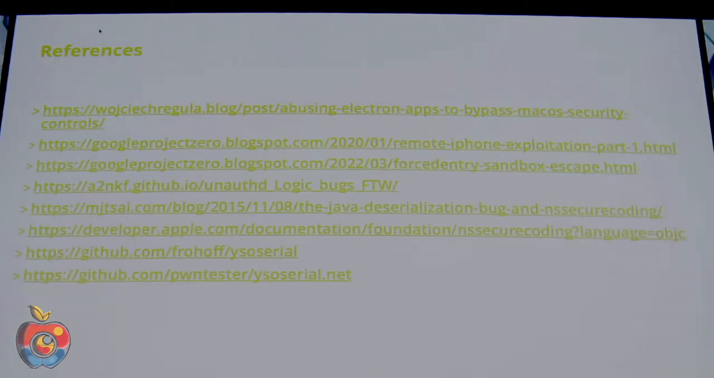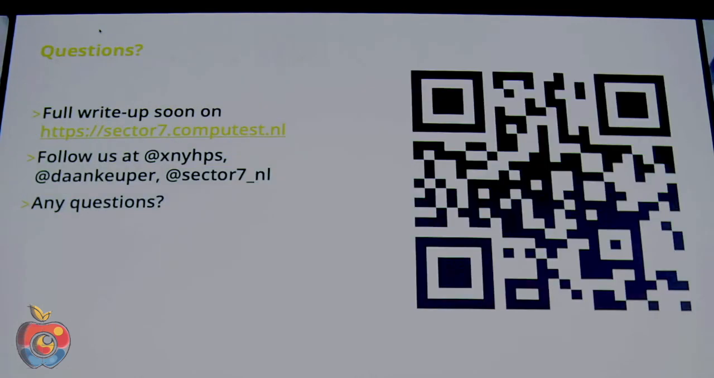I have a few references that are used. So the Google Project Zero write-ups for the insecure deserialization, the unauthed debug from Ilias, and a few other things about secure coding. And finally, we have a write-up on our website. It's still just the first part of the exploit chain. There's still a part missing. I hope to be able to publish that soon after Ventura is released. You will also be able to find that on our website.